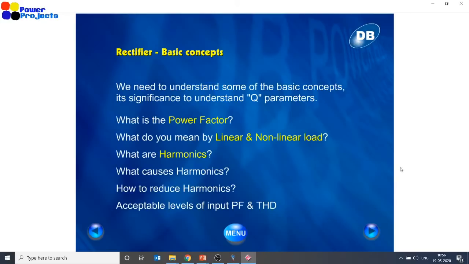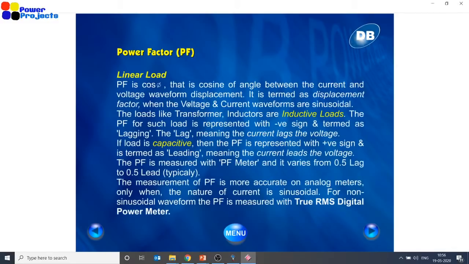What do we mean by linear load and non-linear load? Any load which draws a current with the same wave shape as the applied voltage is a linear load, and a non-linear load is one drawing a current with a different wave shape than the applied voltage. For a linear load, the power factor is cos phi, the cosine of the angle between voltage and current. We generally call that the displacement power factor.